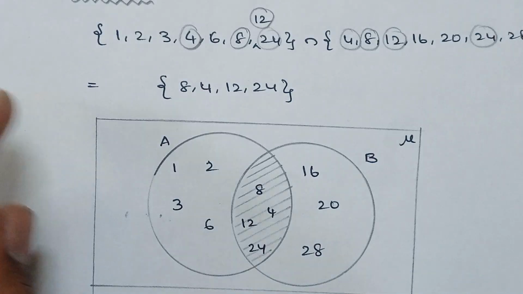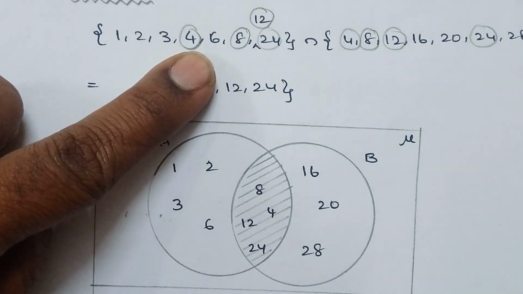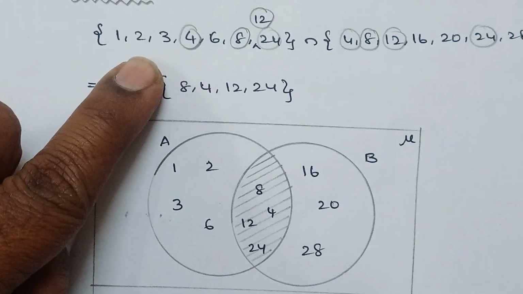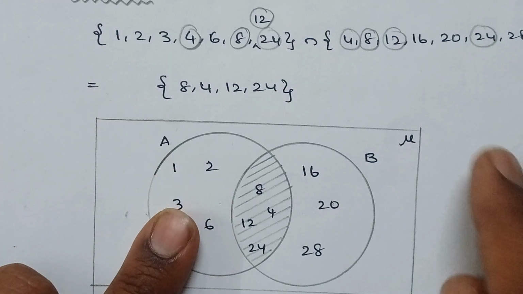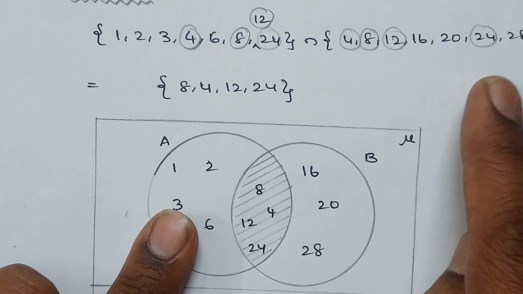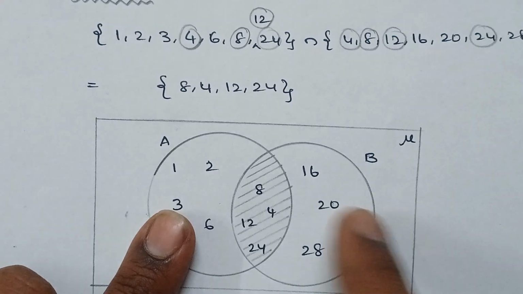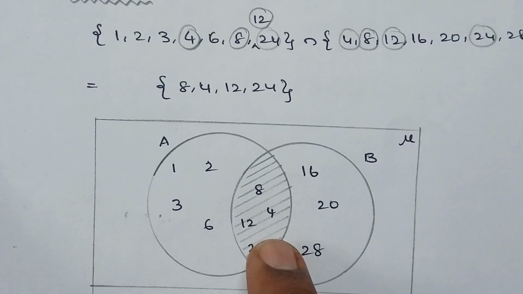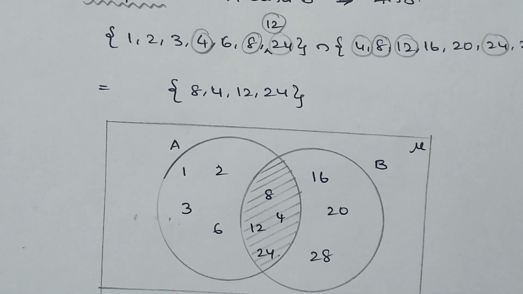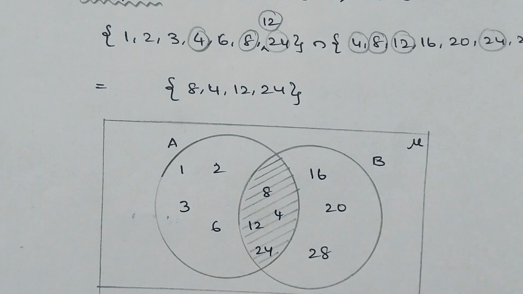So after placing the common elements, what are the elements left out in set A other than the common ones, in this area? Okay, now what are the elements left out in set B other than the common elements, in this area? Okay, now 4, 8, 12, 24 are the common elements from the given two sets. Okay, I hope you understand this sum.